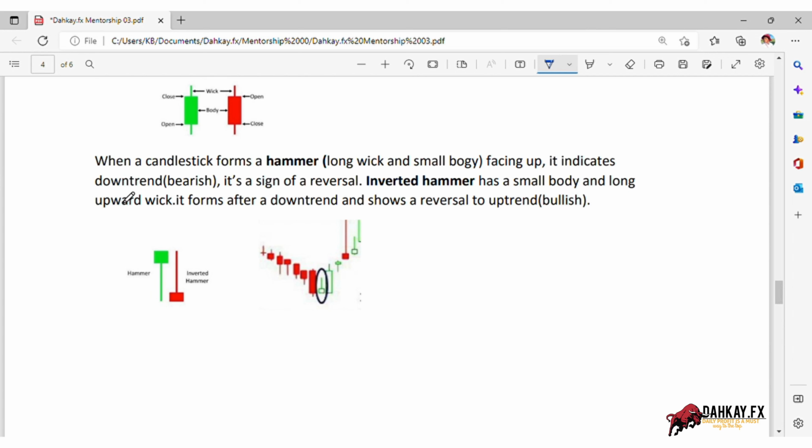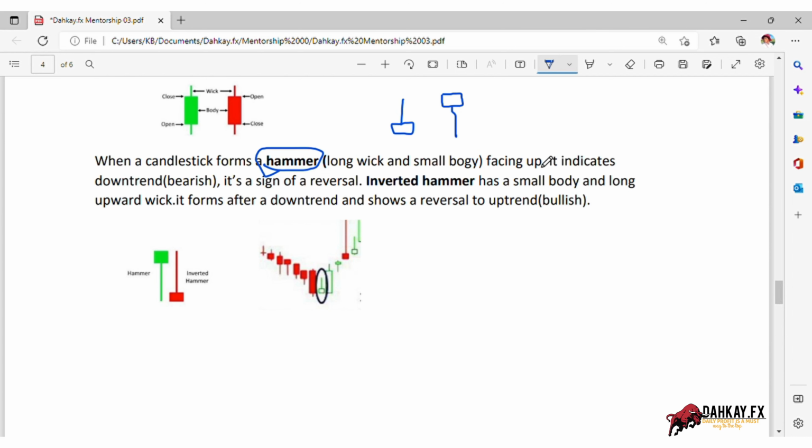So we also have what we call a hammer: long wick and small body. Long wick, we know that the wick is the upper part, and then the small body, this is what we call a hammer. Facing up or facing down, this is an inverted hammer. So a hammer is more like this. It has a small body and a long wick.